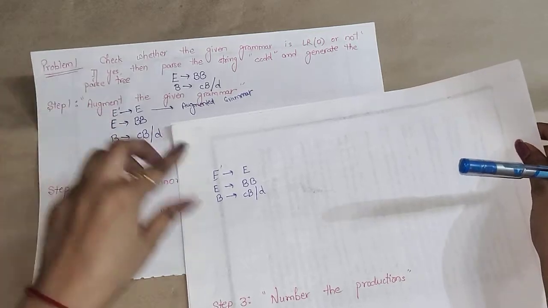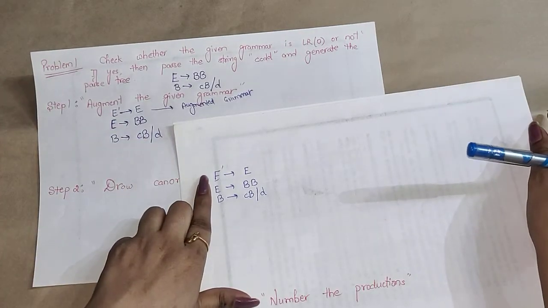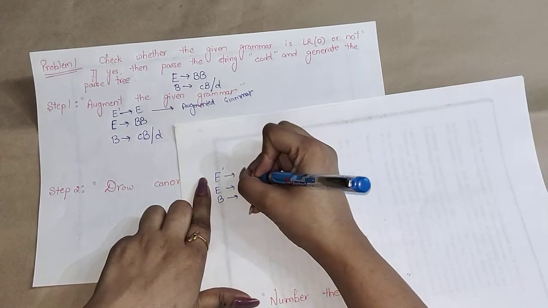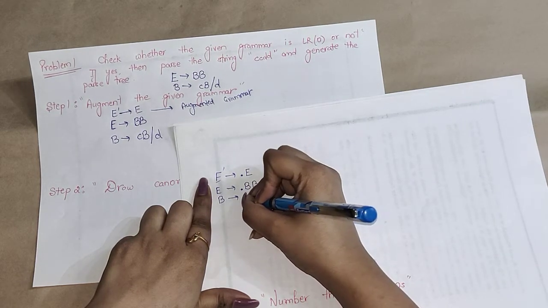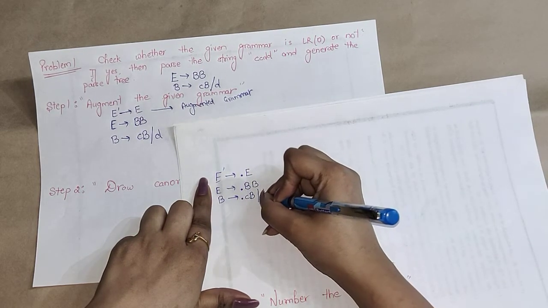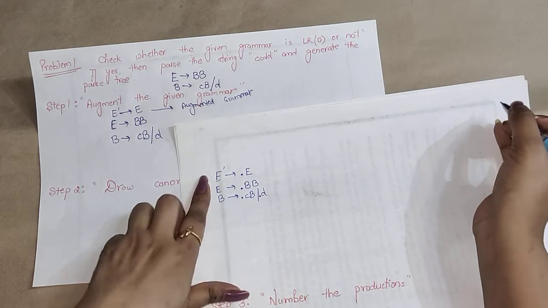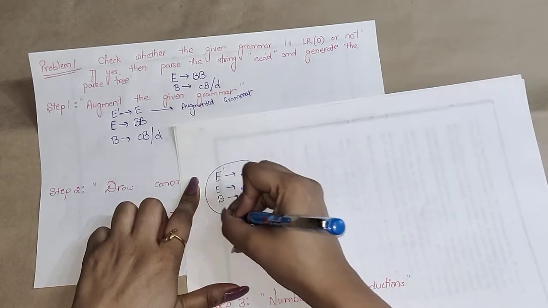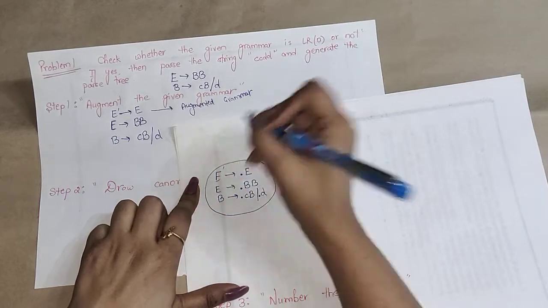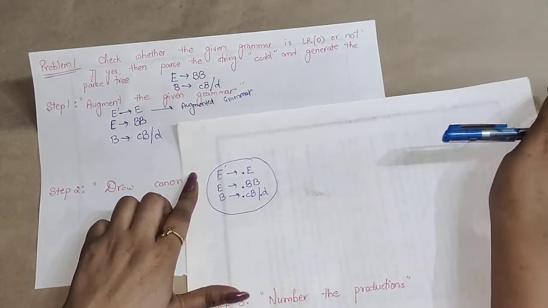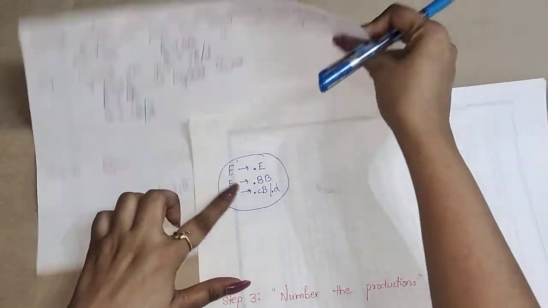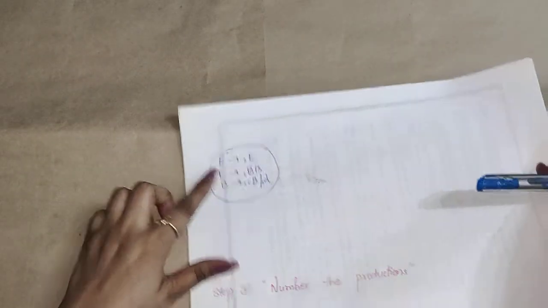Now what we have to do? We have to make the LR0 items. LR0 items means we'll add a dot in each and every production rule. This is the state 0. This is the first state of our diagram. Now let's move to the second state.